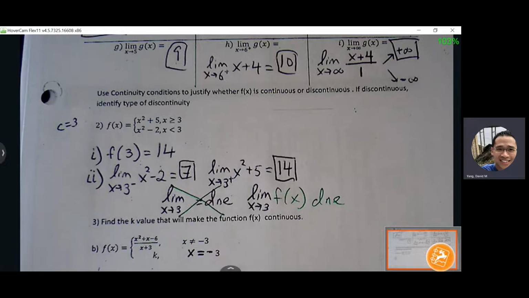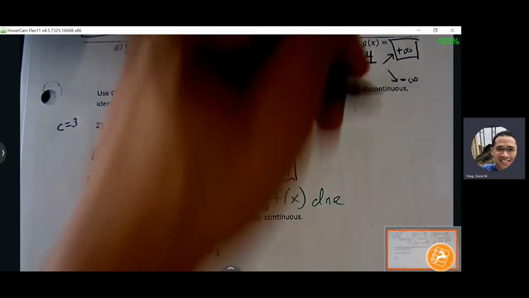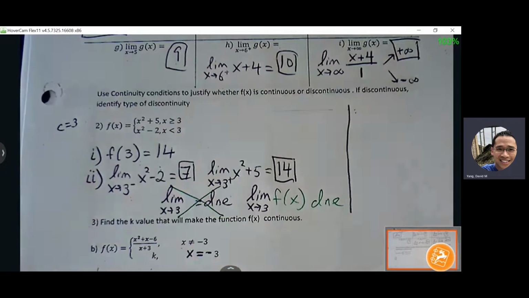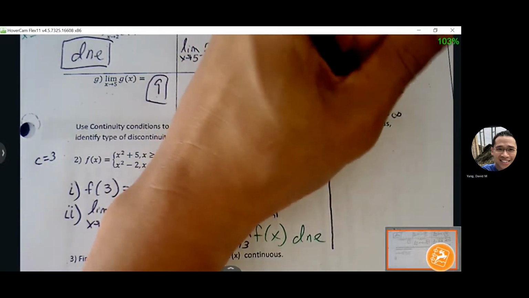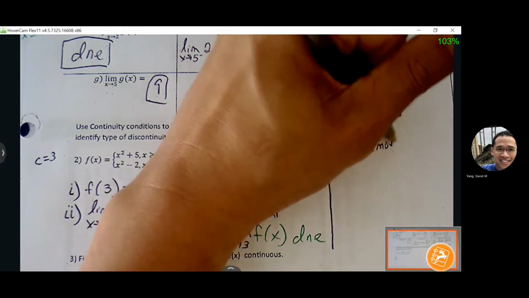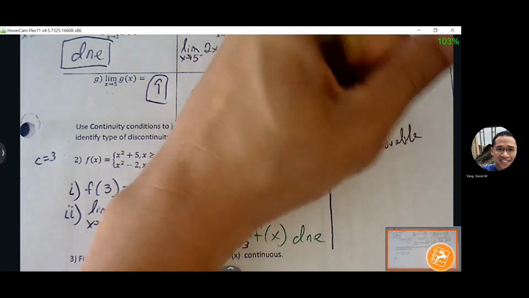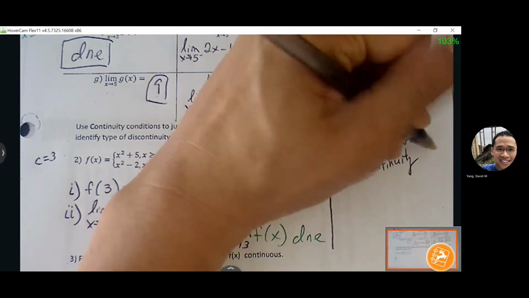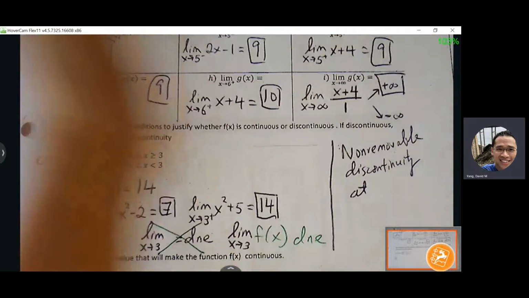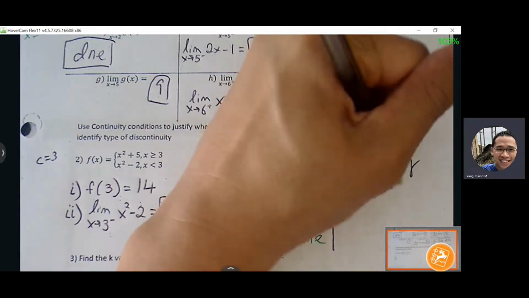So do we need to go to the third condition? No. We already know what category, right? What type of discontinuity is this? Yeah, non-removable. Specified location at x equals 3.